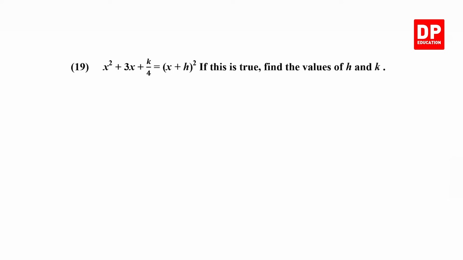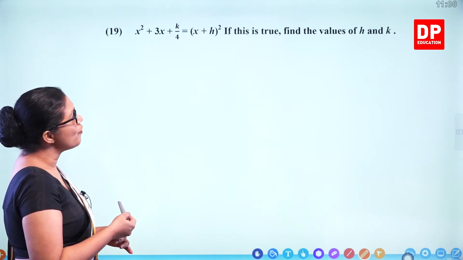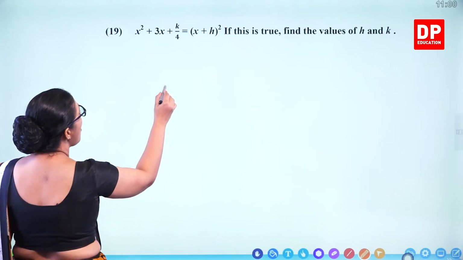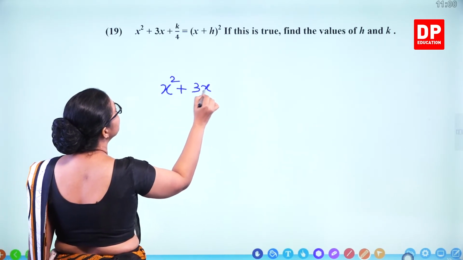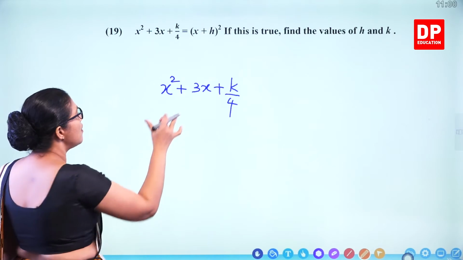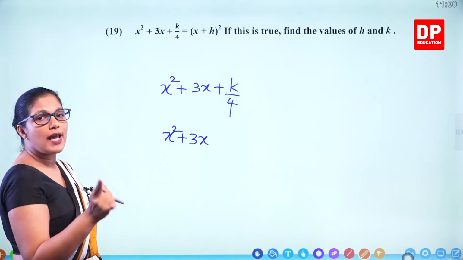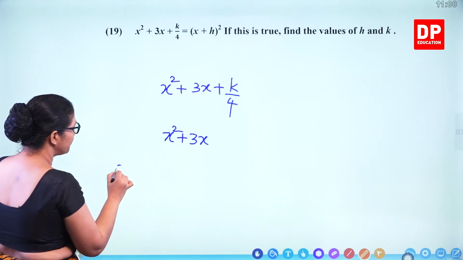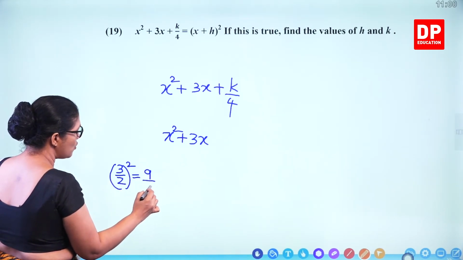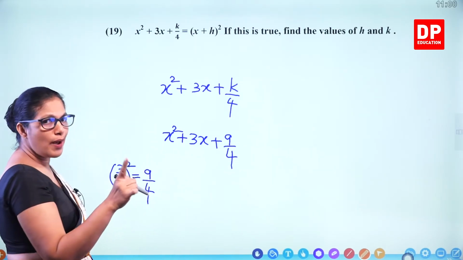Question number 19. x squared plus 3x plus k over 4 is (x plus h) squared. If this is true, find the values of h and k. So that means completing the square is given. So how do you get the completing square? We can use these two terms. How do you find a perfect square? You take the x term coefficient, divide by 2 and square it. So what's the term you need to add? 3 squared 9, 2 squared 4. You have to add 9 over 4 to make a perfect square.